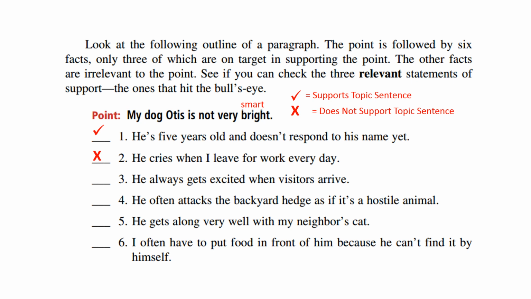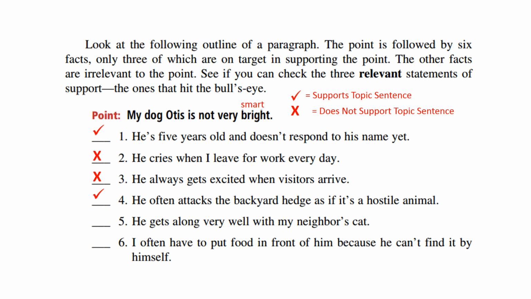"He always gets excited when visitors come." Does that have anything to do with Otis not being bright? It sure doesn't. "He often attacks the backyard hedge as if it's a hostile animal." How about that? Sure, that sounds like a dog that's not very bright.